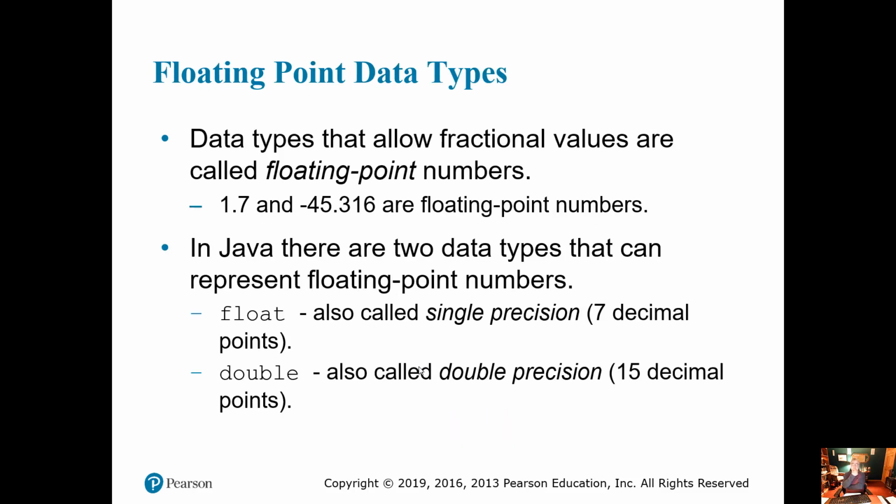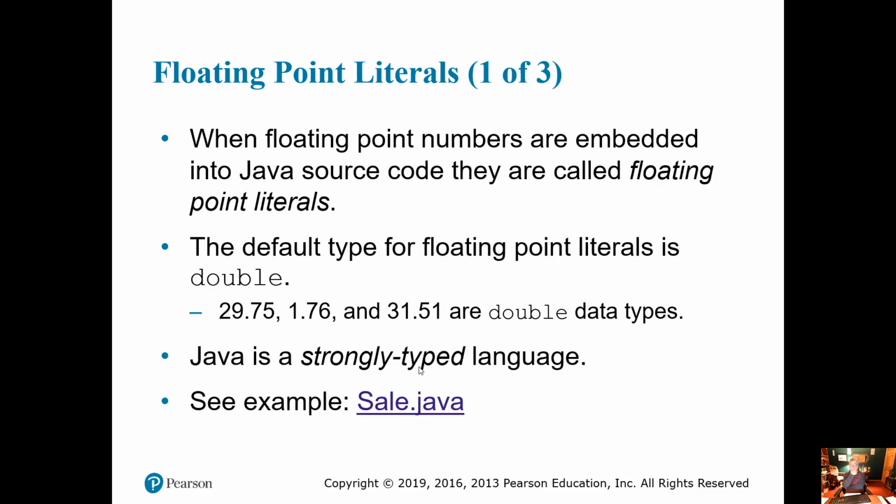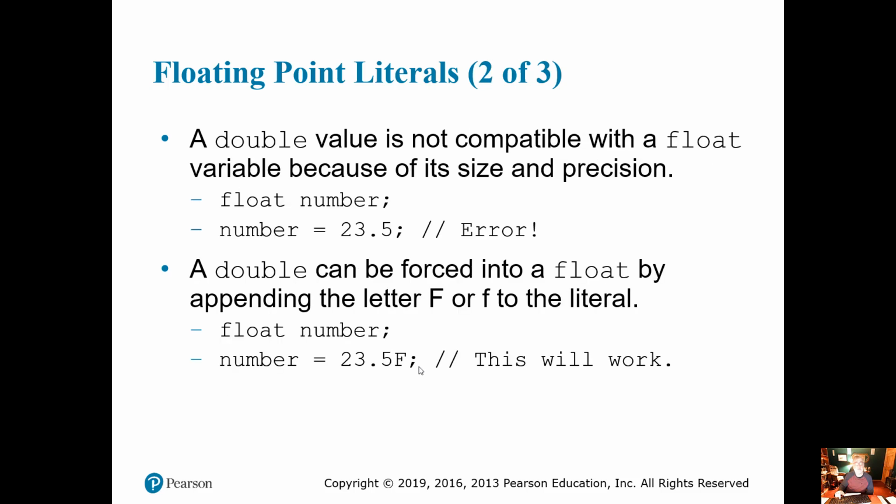And then we have floats and doubles, and they can take decimal points. Like here you see 1.7, -45.316. They can take decimal points. They're called floating point literals. And again, just kind of look at 29.75, 1.76. These are all double data types.